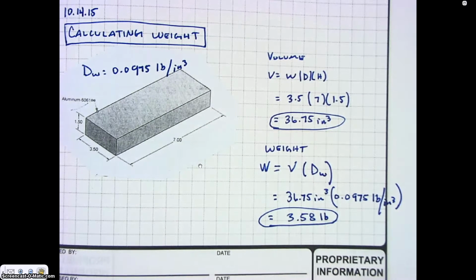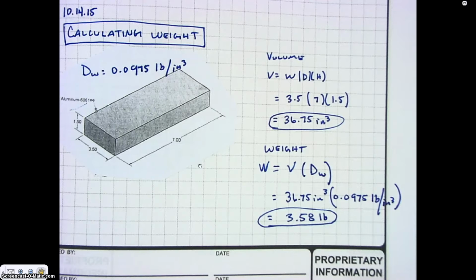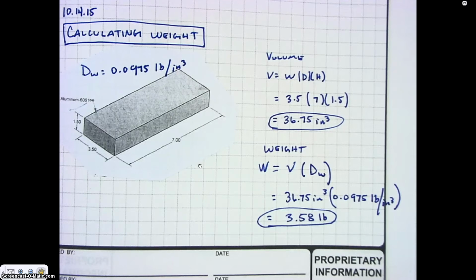Weight is something that's very important in design and manufacturing. A lot of things will have a weight requirement. We also ship things by how much they weigh. So if we're going to ship something in the mail, we need to know how much it's going to weigh. And so here's one way you can calculate weight.